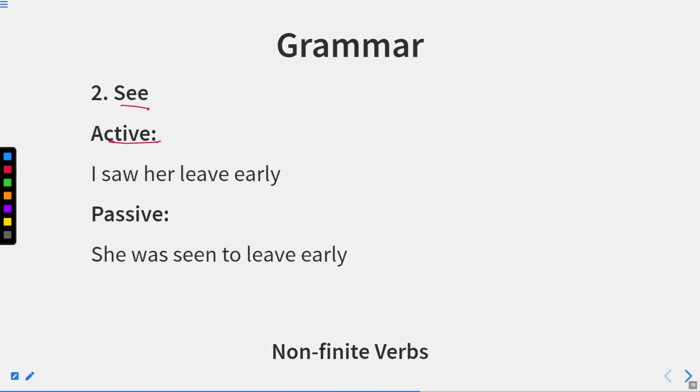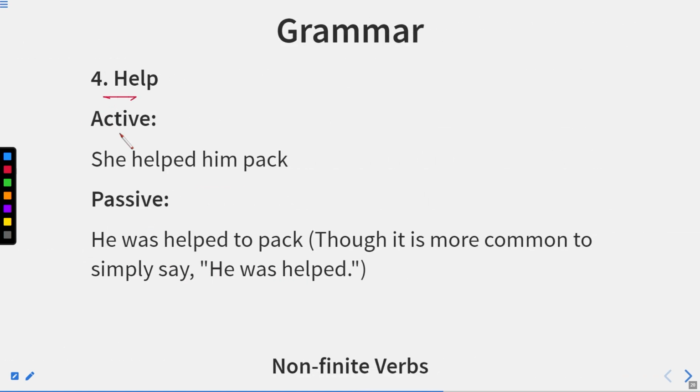See, in an active sentence, I saw her leave early. But in case of a passive sentence, she was seen to leave early. Now, let us move to the next one. Help. Active sentence, she helped him pack, and in passive, he was helped to pack, though it is more common to simply say he was helped.